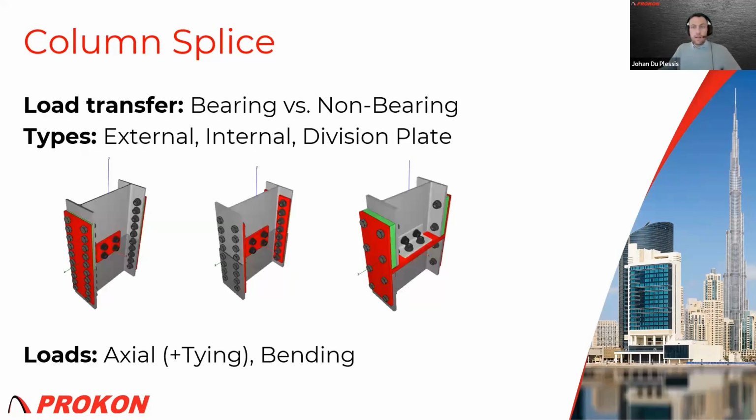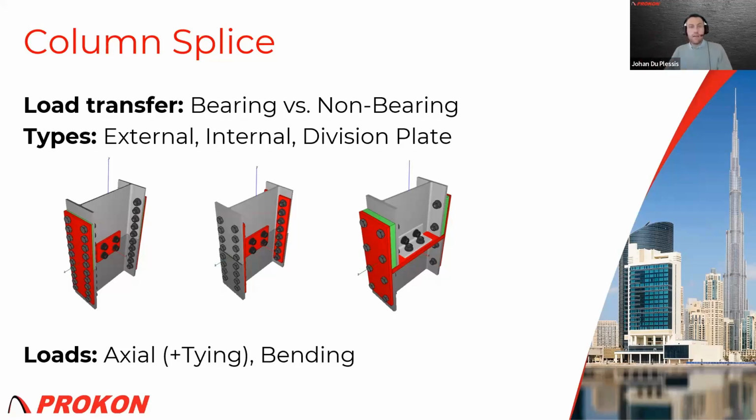Typically we divide those splice connections into two categories. We've got bearing type and non-bearing type, and the ones we are looking at here today are of the bearing type, and that's the predominant ones used in the industry. What that just means is the bearing type is where the axial force, so compressive axial force between the top column and the bottom column, is transferred by bearing. So it's the top section physically pressing against the bottom section that's transferring the compressive forces, and then obviously tensile forces are transferred by the cover plates. That's really the load transfer mechanism.